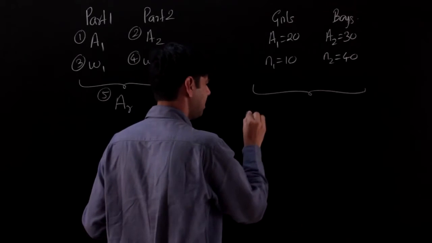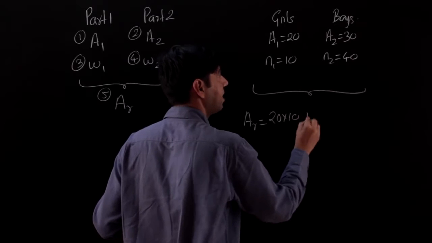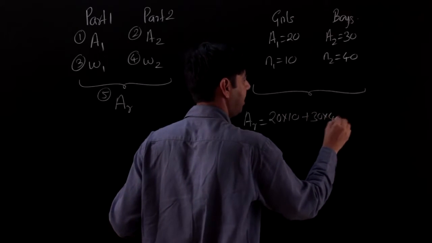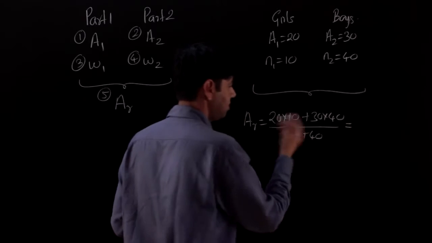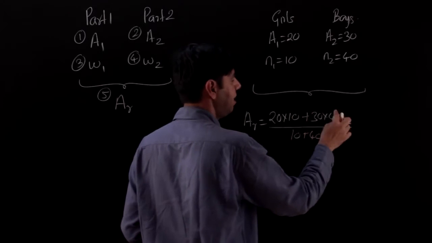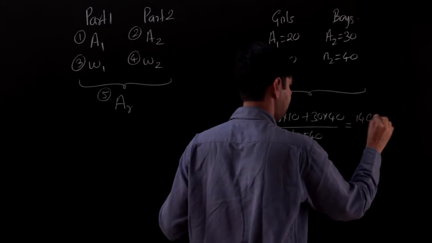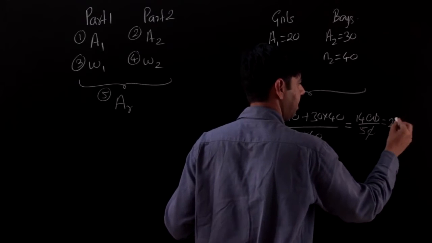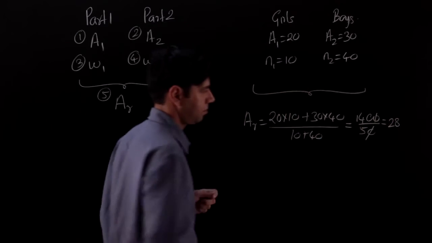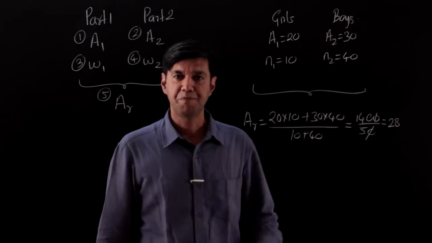We have done this yesterday, so the average is nothing but 20 into 10, its weight, plus 30 into 40, divided by 10 plus 40. We have done the same values yesterday, so I am just doing it a little fast. 200 plus 1200, that is going to be 1400 by 50, which will be 28. Right? So the average is 28.